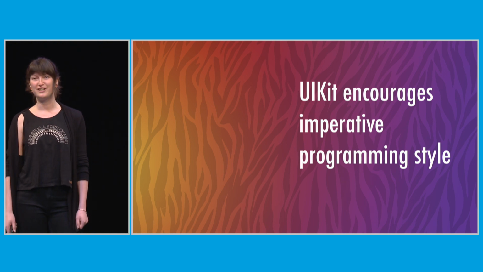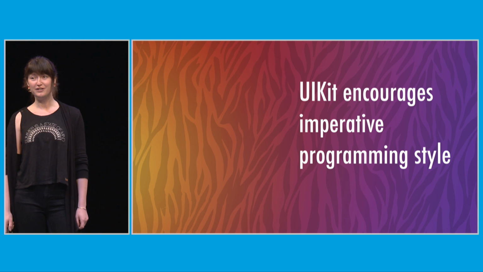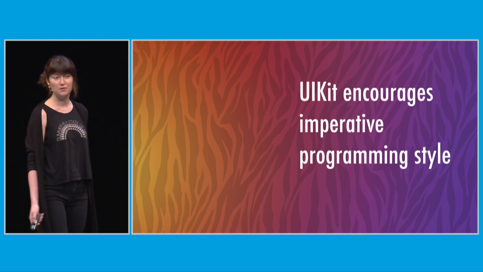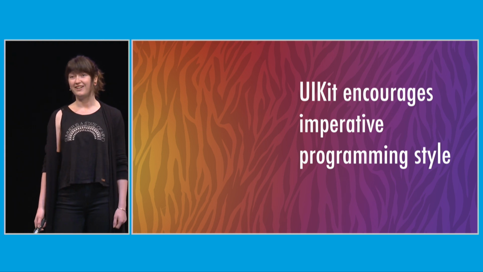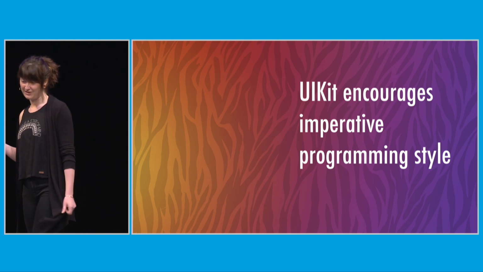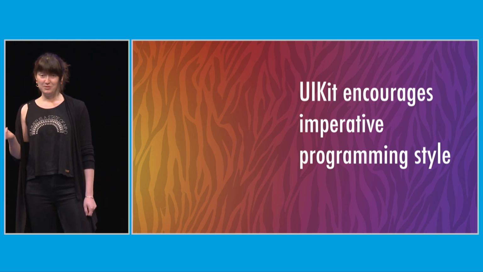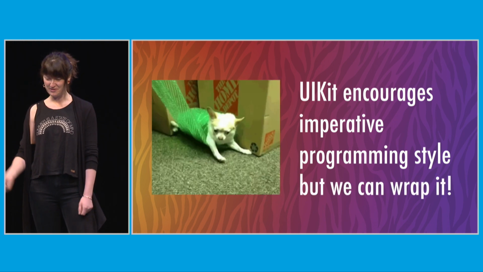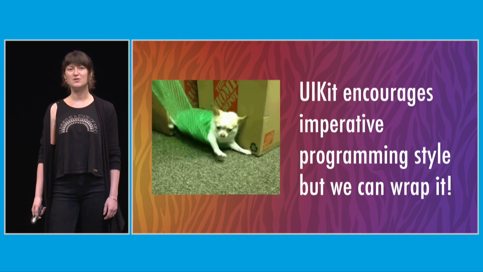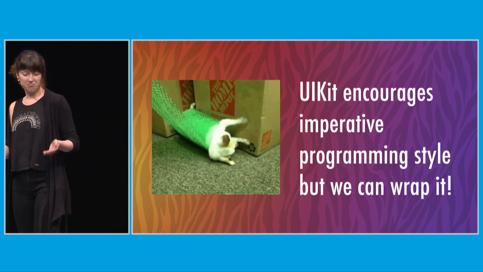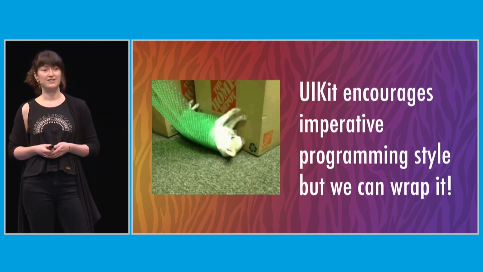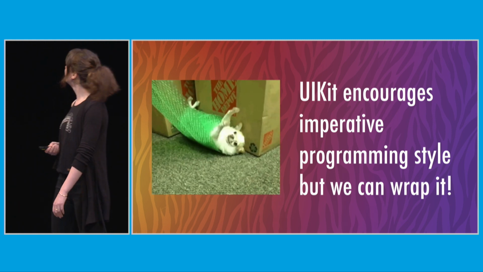UIKit still encourages a pretty imperative programming style. And if you liked any of the stuff that I said before about declarative programming, you might be thinking, I want to use that. What should I do? Should I rewrite UIKit? Is this what this talk is going to be about? I will not encourage you to do that. I think we can have both things. You can still use UIKit, but you can have the layer where you interact with UIKit be tiny and have this kind of wrapper around it, like we wrap this nice, cute dog.